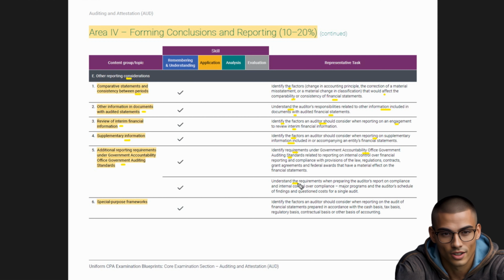And you'll need to be able to understand the requirements when preparing the auditor's report on compliance and internal control over compliance. And lastly, we have special purpose frameworks, where you'll need to identify the factors an auditor should consider when reporting on the audit of financial statements prepared in accordance with the cash basis, tax basis, regulatory basis, contractual basis, or other basis of accounting.